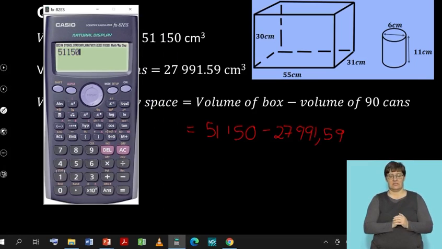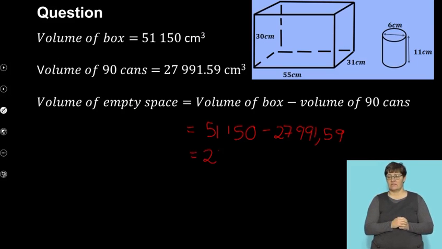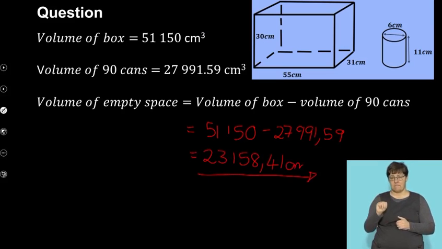So we're going to have 51,150 minus 27,991.59, which is going to give me 23,158.41. And we know that that is centimeters cubed. So that is how much empty space we have left.